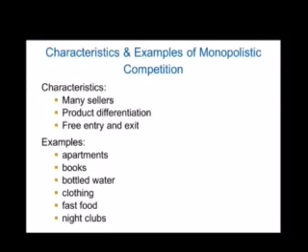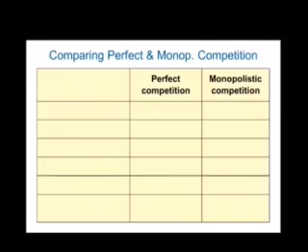Bottled water, clothing, fast food, they're all pretty much the same thing. A McDonald's burger and a Burger King burger, I mean, they're pretty similar. They're not exactly the same, so they try to differentiate themselves that way. Same thing goes with nightclubs. So what's the difference? The number of sellers is large for both perfect competition and monopolistic competition. There is free entry and exit. For most industries that are operating in monopolistic competition, you do have free entry and exit.